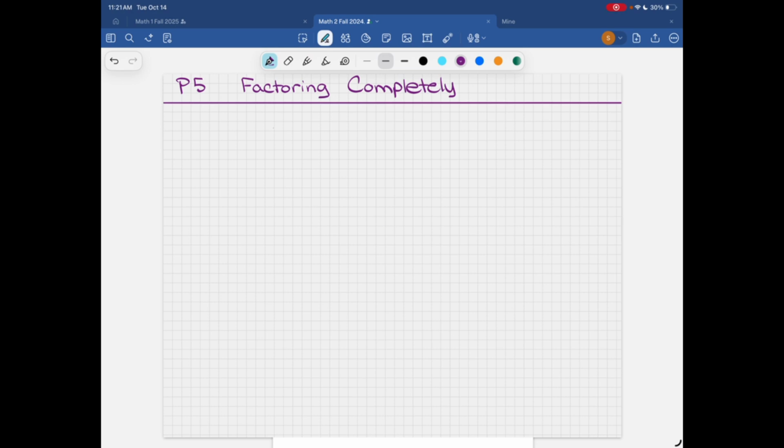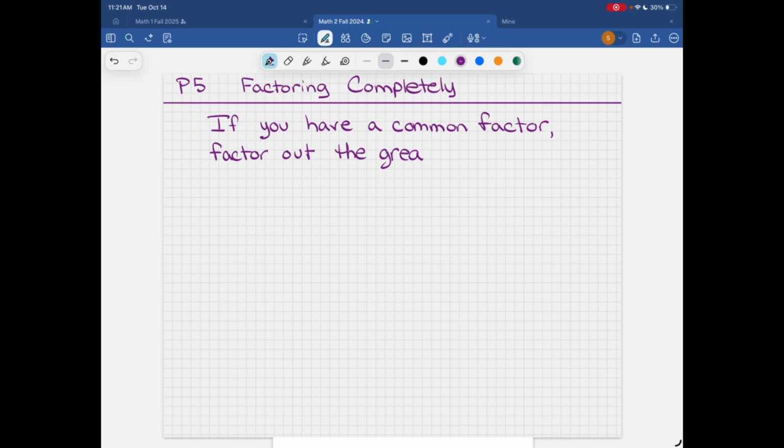Now, there is one thing that we have not included in our factoring so far. What if you have a common factor? What do you do if you have a common factor? Well, you factor out the greatest common factor first.